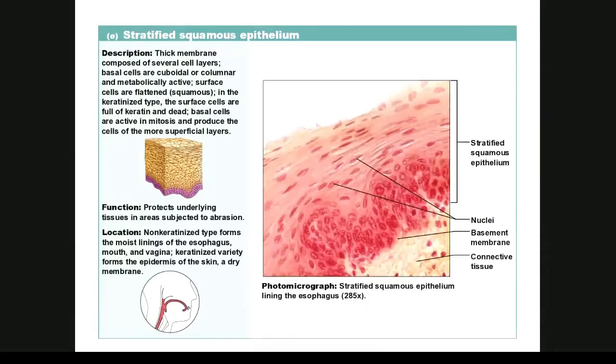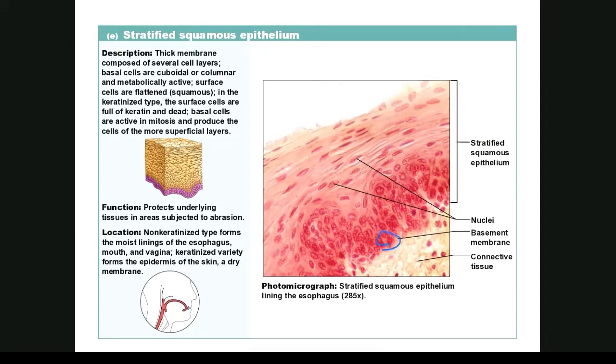Stratified squamous epithelium, it's a thick membrane. Now, if you don't want to memorize what epithelium is where, think about what's the thickest. This is going to be the thickest epithelium. Now, the layers here at the bottom are fat and round.